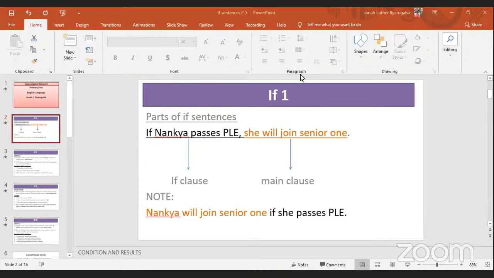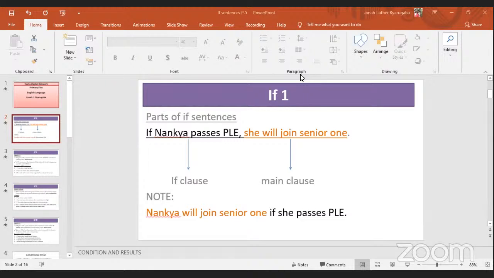So I was saying the if clause is the one that contains the word if, the conjunction if, and it also contains the condition to be met. The main clause is the one that contains the result if the condition is met. For example, if Nancha passes, that is the condition. And what will happen if she passes? She will join senior one. She will join senior one is the main clause.